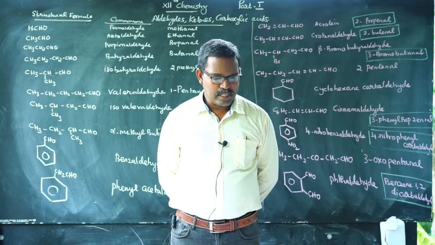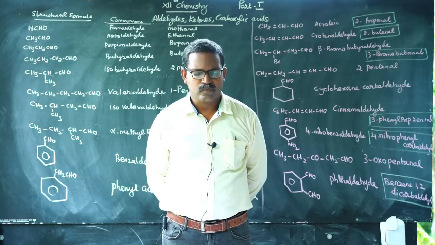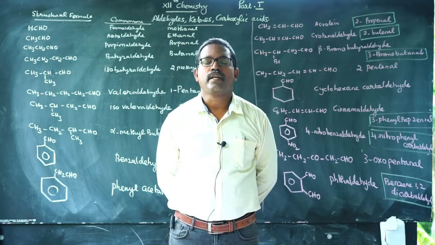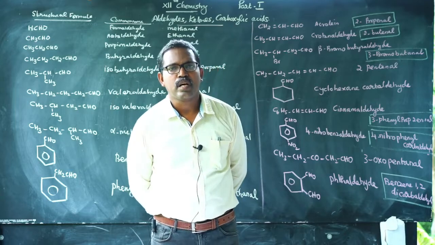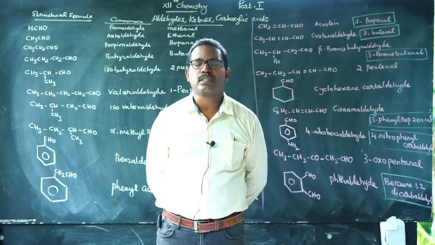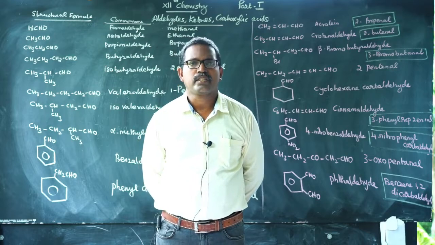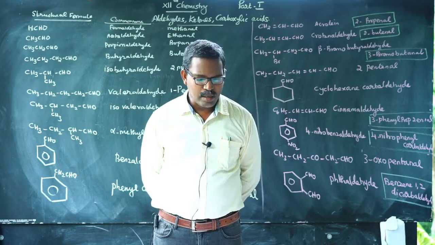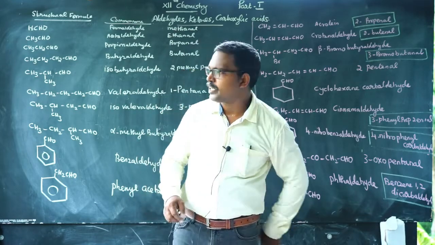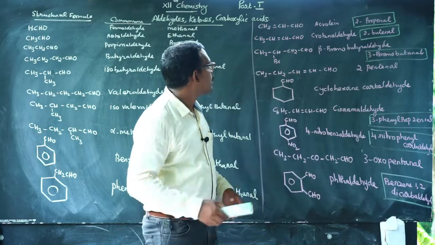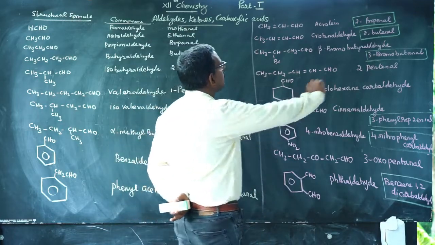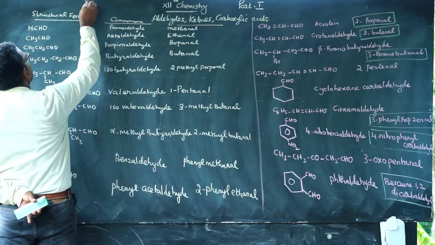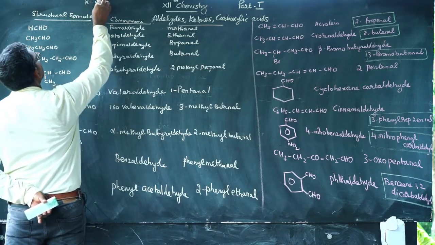When oxygen is attached to a primary carbon atom, the compound is called an aldehyde. Suppose the oxygen is attached to a secondary carbon, the compound is called a ketone. An aldehyde is represented like this.